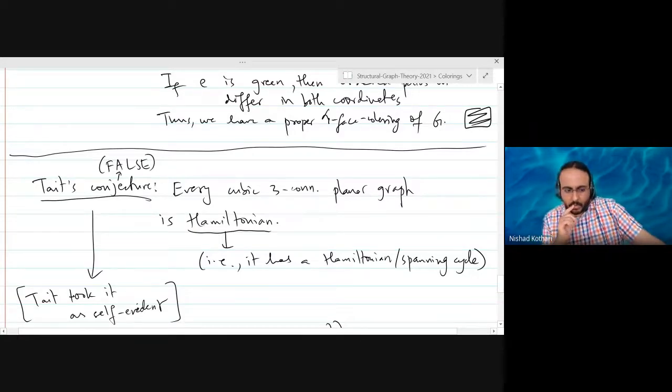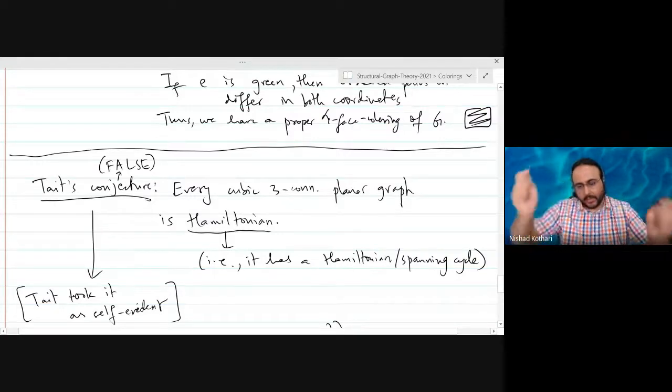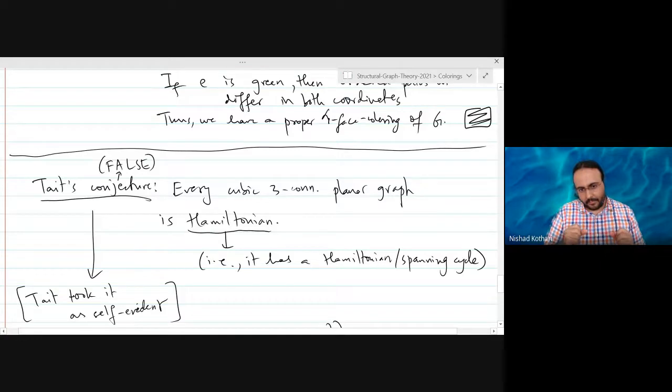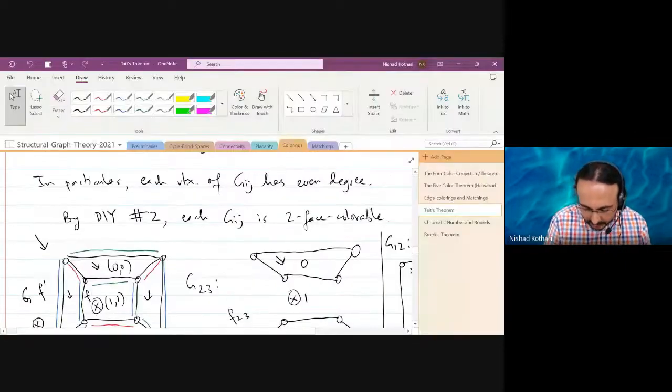Okay, so again, it raises the question, can we at least show the existence? Because if it is Hamiltonian, then you color the edges of the Hamiltonian cycle red and blue, and you will get two perfect matchings in the graph. But can we even show that the graph has one perfect matching? And do we really need planarity? Those are very natural questions that arise from all of this history. So that was one of the motivations for Tutte.